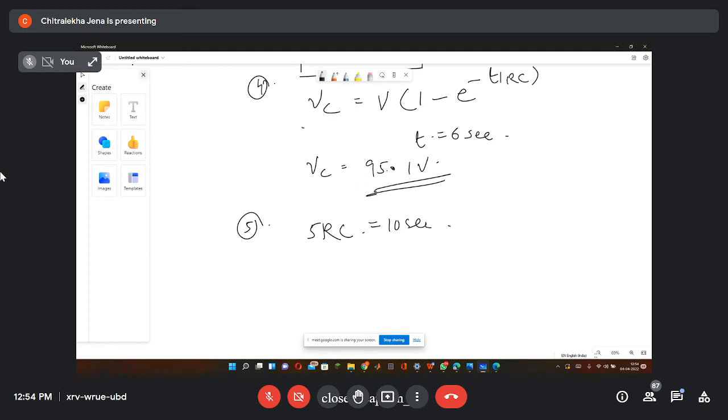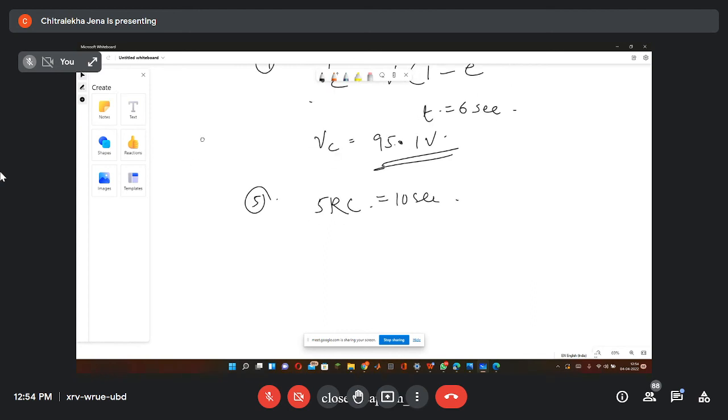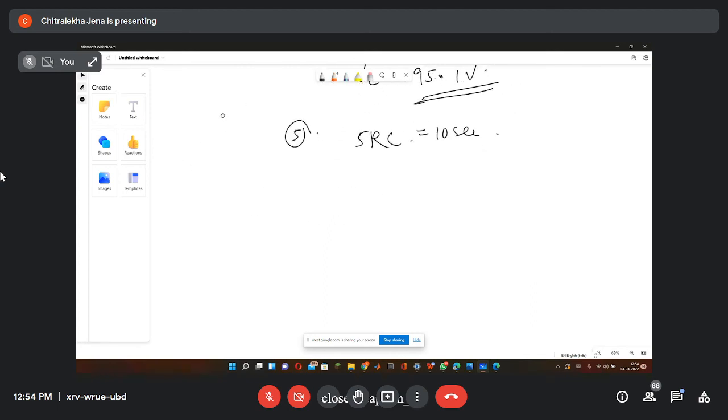Do you know the energy stored in a capacitor? Half CV square. Why are you speaking so softly? Half CV square. Okay, this is the energy stored in a capacitor. This formula you have read in your 12th standard. No, this is not required.